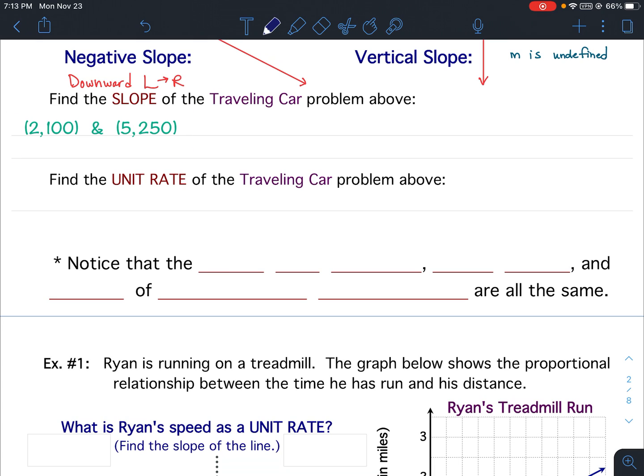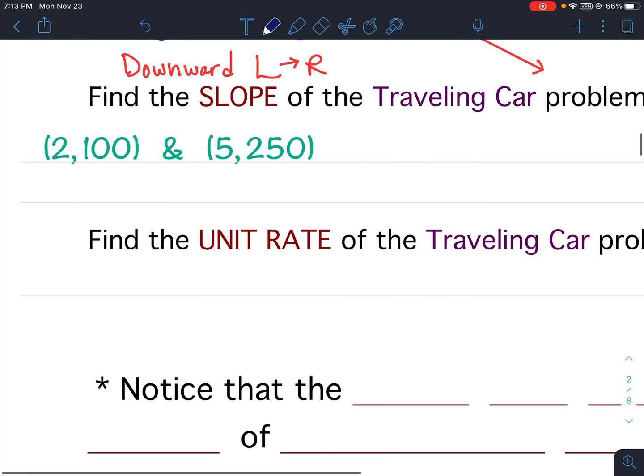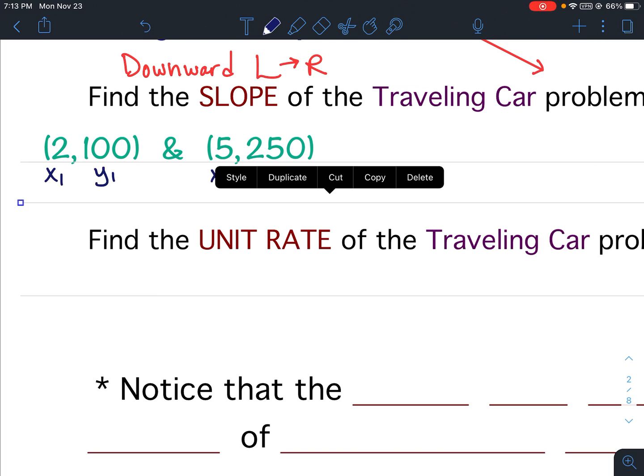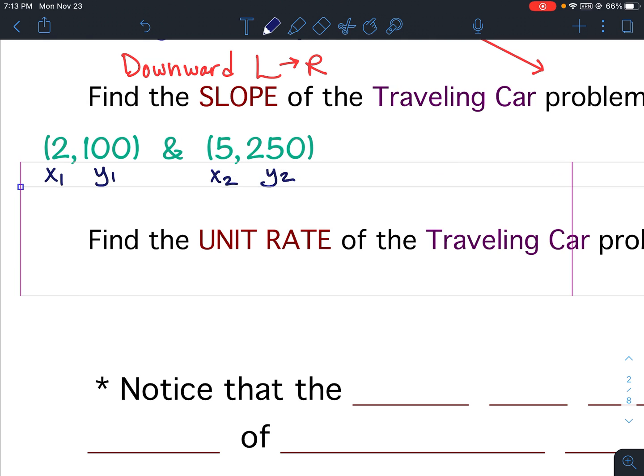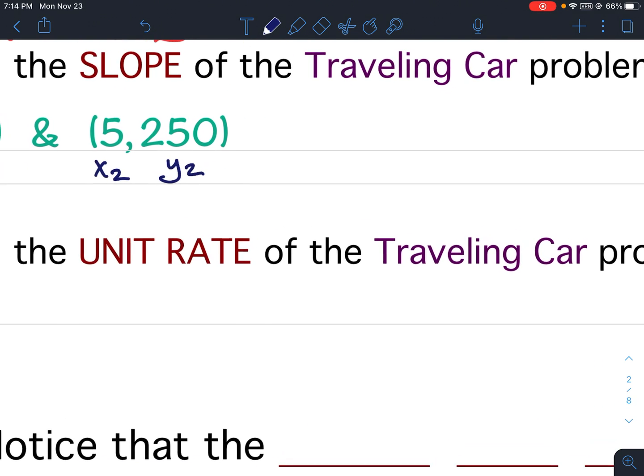So again, we're going to use 2, 100 and 5, 250. Let's call this x1, y1, and we'll call this one x2, y2. Again, it really doesn't matter which one you call the 1s and which ones you call the 2s. I just always call the first point the 1s and the second point the 2s. So let's find the slope.